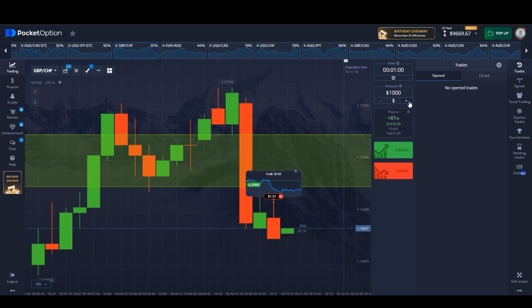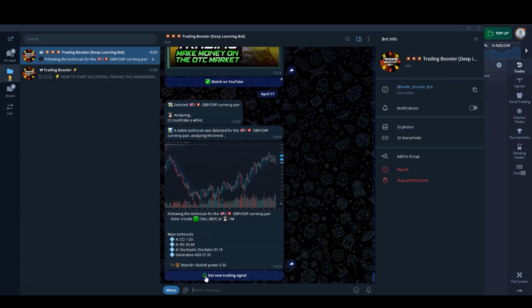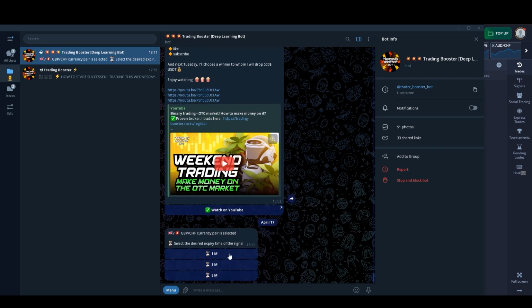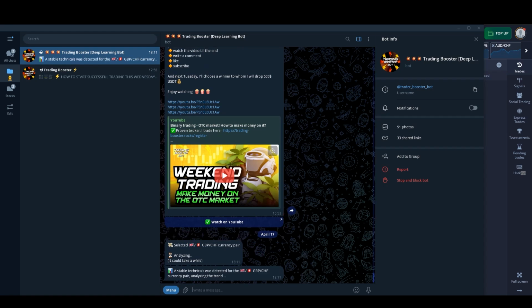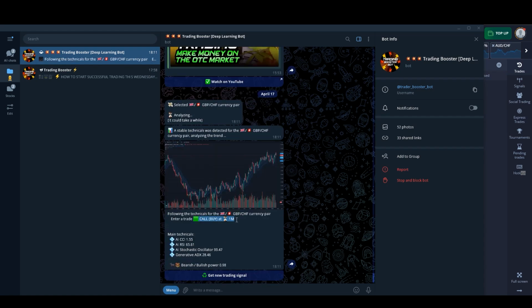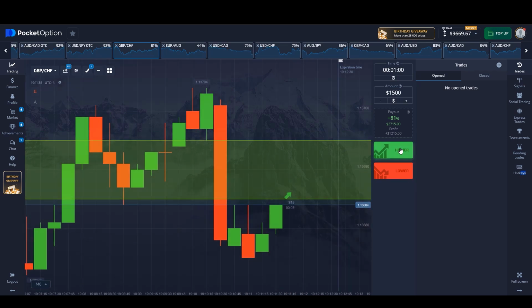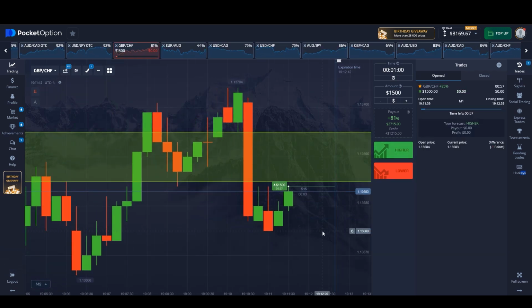but let's do it again on the same pair, but I'll overlap my trade by $1,500. In case another breakout happens, I go back to the bot booster and click on get a new signal. I choose the same pair and the time for the deal is 1 minute. Buy signal again. I hope that the price will break this level now. So I go in right from here to buy $1,500.